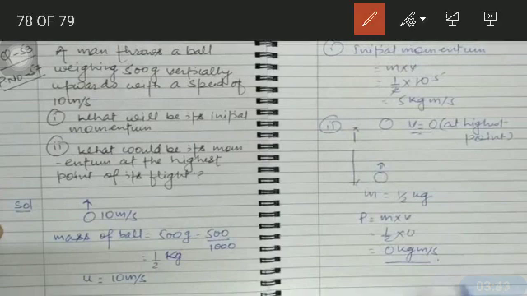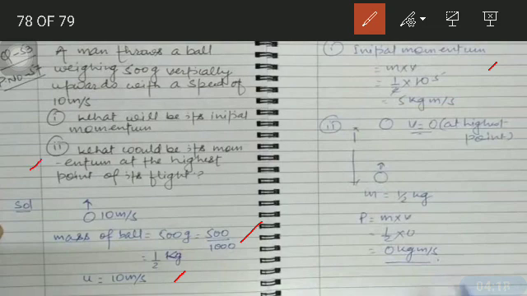Next question is: a man throws a ball weighing 500 grams vertically upwards with a speed of 10 meter per second. What will be its initial momentum? What would be its momentum at the highest point of its flight? So here the mass of the ball is given, which is in grams. Converting it into kilograms, it is 1 upon 2 kilograms. Initial velocity is given, 10 meter per second. Initial momentum is based on initial velocity and it is 5 kilogram meter per second.